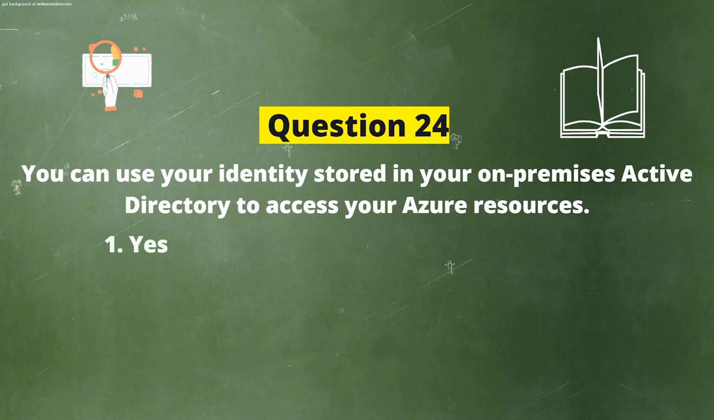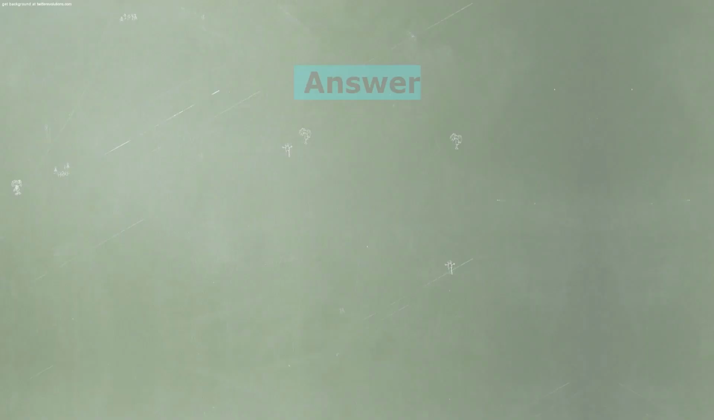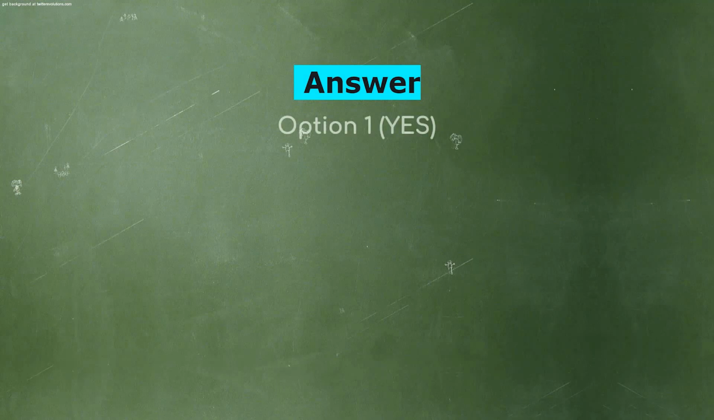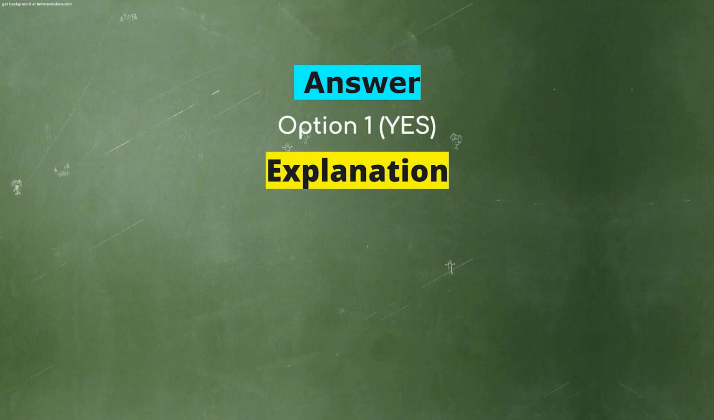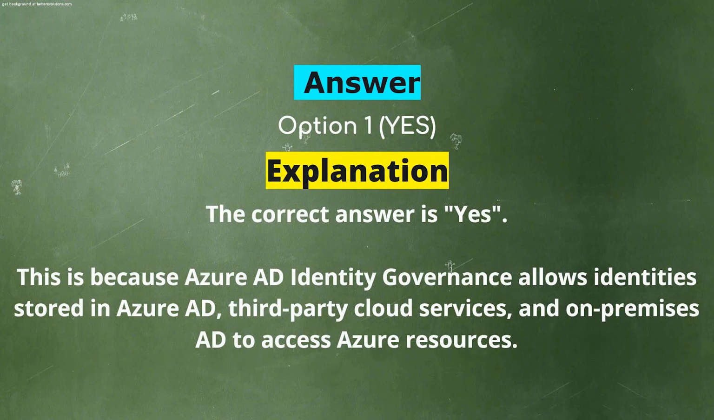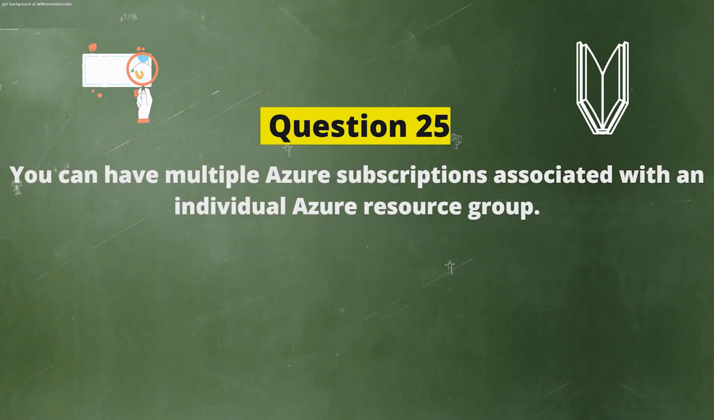Next question. You can use your identity stored in your on-premises Active Directory to access your Azure resources. Is it yes or no? And the correct answer is, it is yes. Explanation. The correct answer is yes. This is because Azure AD Identity Governance allows identities stored in Azure AD, third-party cloud services, and on-premises AD to access Azure resources.